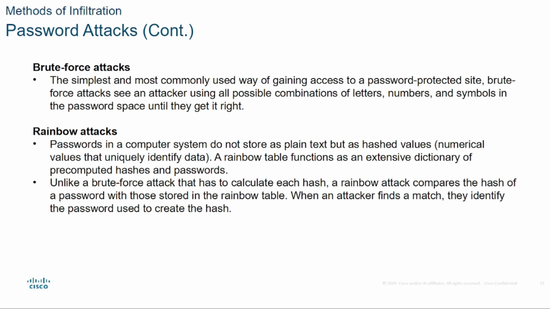Another method of password attack is rainbow attack. Passwords in the system are not stored as plain text but as hash values. Hash values are numerical values that uniquely identify data. The rainbow table is an extensive list of precomputed hashes and passwords. So unlike a brute force attack that has to calculate each hash, a rainbow attack compares the hash of a password with those stored in the rainbow table. When an attacker finds a match, they know the password used to create it.